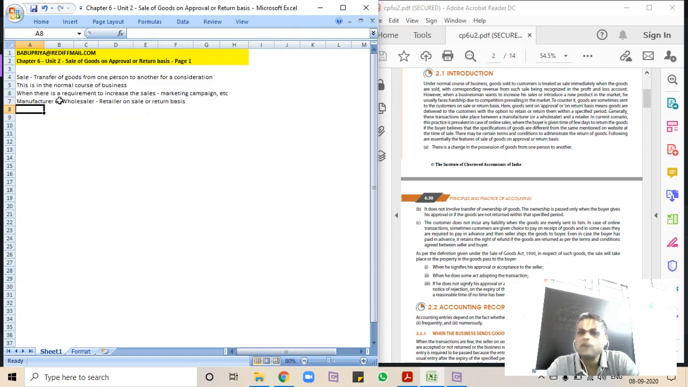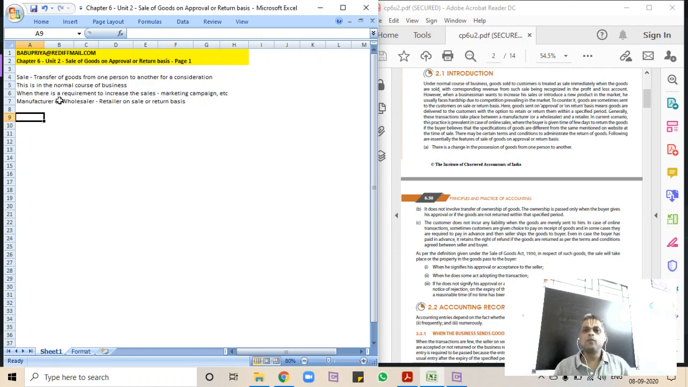Sale or return basis. What does it mean? The retailer has to sell the goods, right? The ownership does not pass on to the retailer. The ownership still lies with the wholesaler or the manufacturer. Only the possession is transferred, right? If the retailer is unable to sell the goods, or finds the goods are not satisfying, the retailer can send it back to the wholesaler or the manufacturer and say, thank you very much, these goods are not up to the mark, etc.